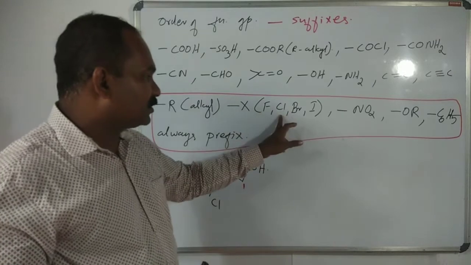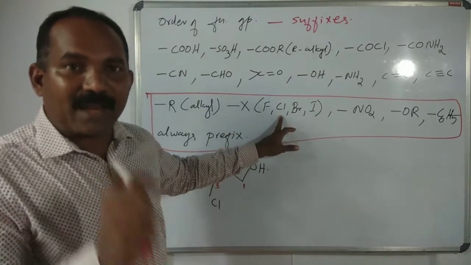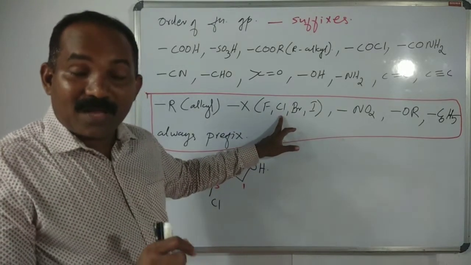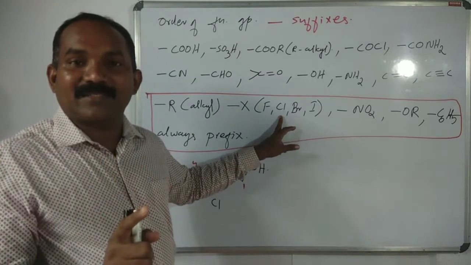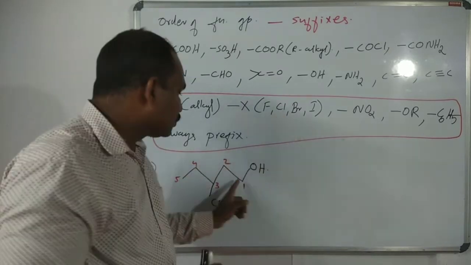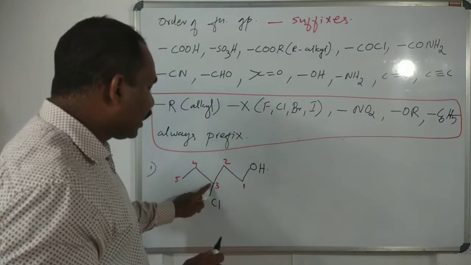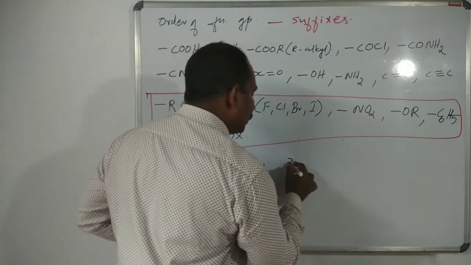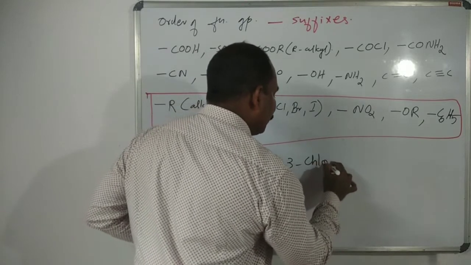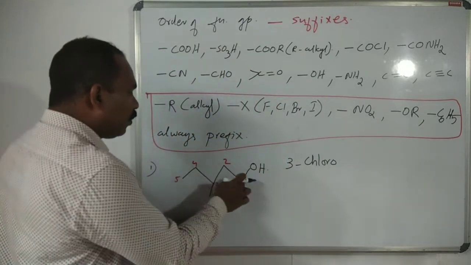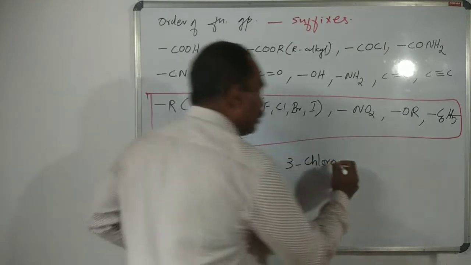And halogen. Even though halogen is a functional group, it should be written as a prefix. So what is the name of this molecule? 3-chloro. The third carbon atom contains chlorine. So 3-chloro, 1, 2, 3, 4, 5.